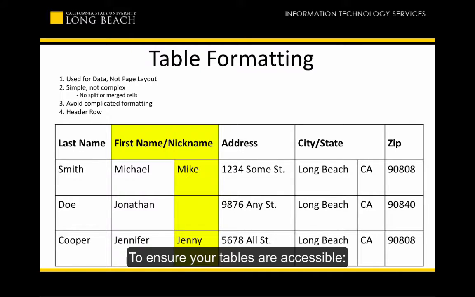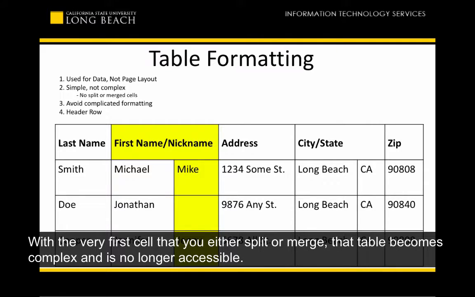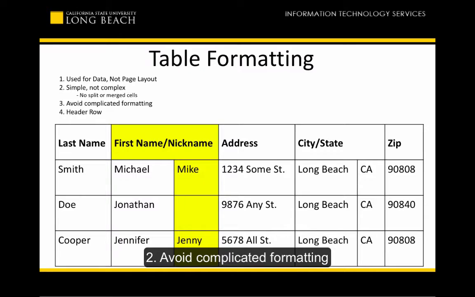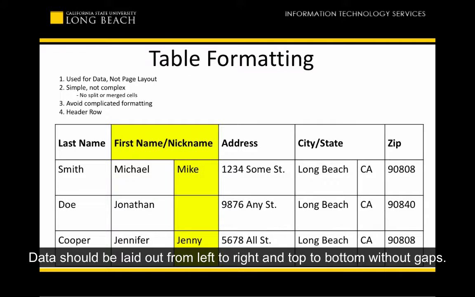To ensure your tables are accessible: 1. Use simple tables as opposed to complex. With the very first cell that you split or merge, that table becomes complex and is no longer accessible. 2. Avoid complicated formatting. Data should be laid out from left to right and top to bottom without gaps.